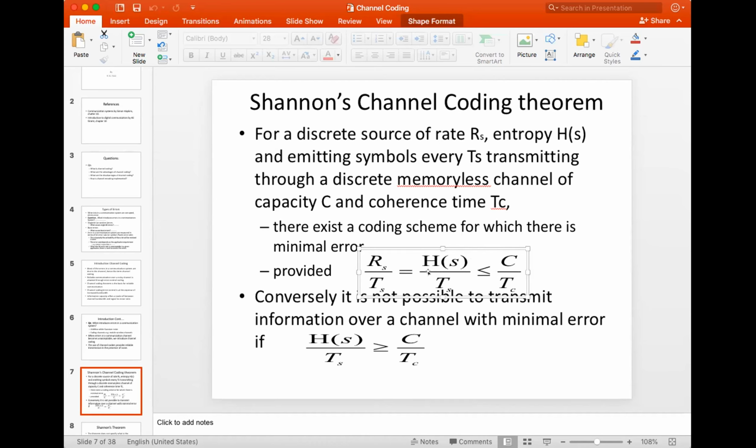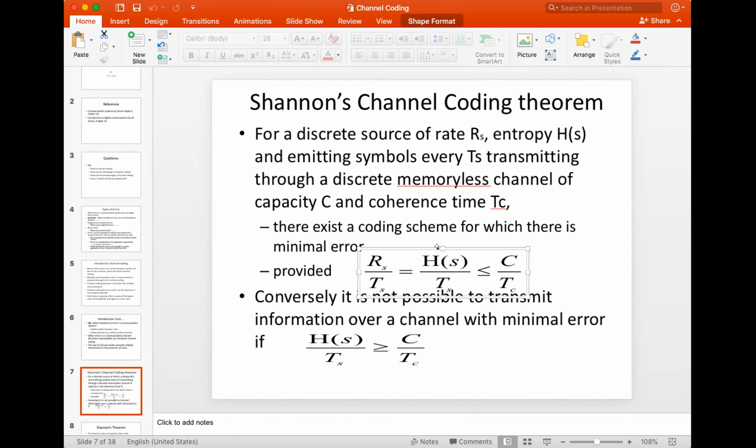So the source rate should be less than the channel rate. And this makes a lot of sense. It means that if you have a source rate which is higher than the channel capacity, then you're going to have errors. Look at it this way. It's like having a lot of water and you're trying to pass it through a very small pipe, okay? So the channel capacity gives you the limit beyond which you are going to start making errors.